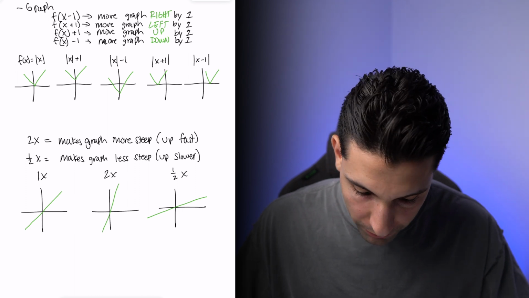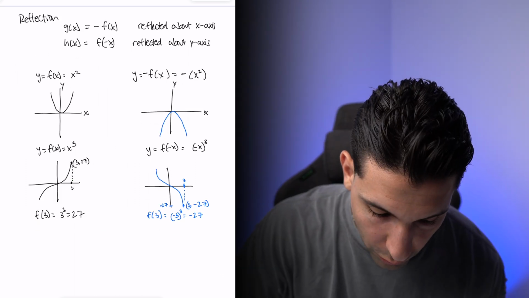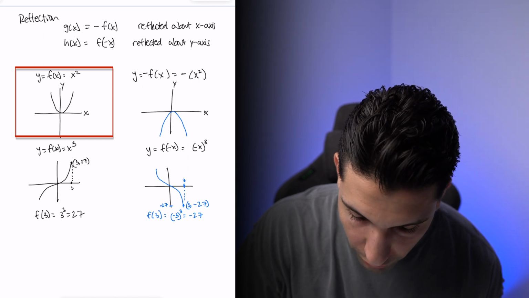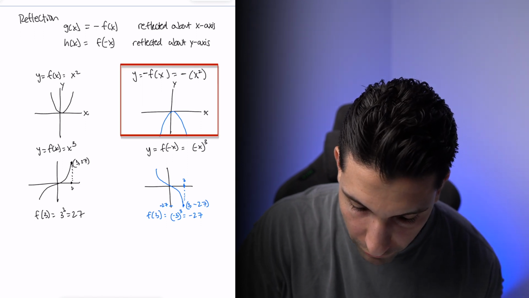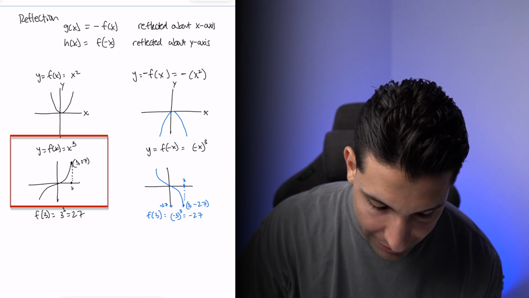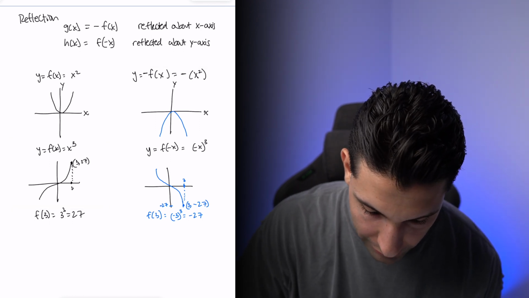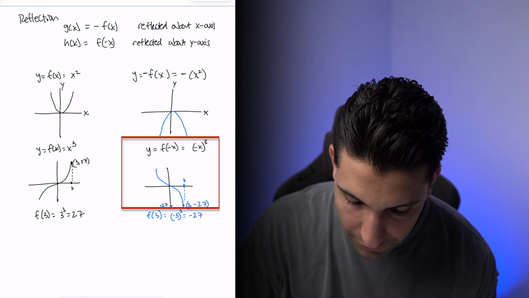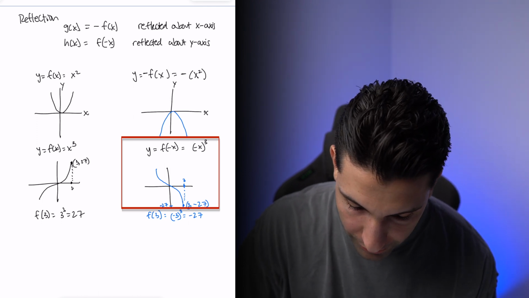It moves up slower. Then we have reflection. If we look at x squared and we reflect it about the x-axis, it's going to look like this, where it's flipped over the x-axis. If we look at x cubed, this is what the graph would normally look like. But when we reflect it about the y-axis, we see that it's flipped almost from right to left.